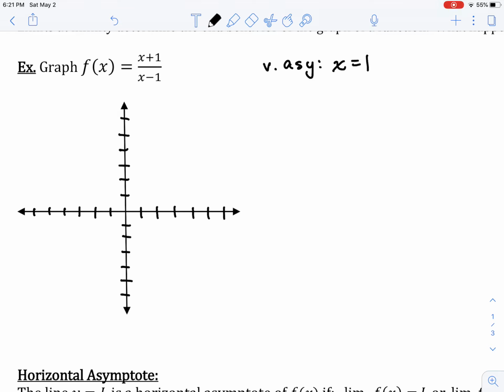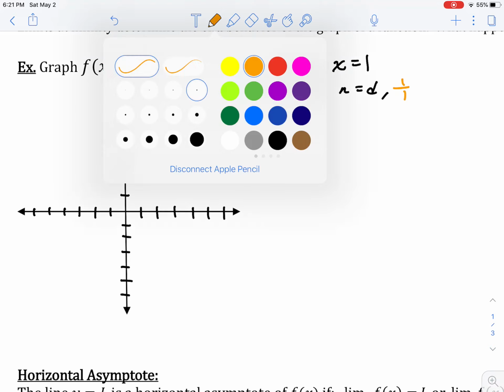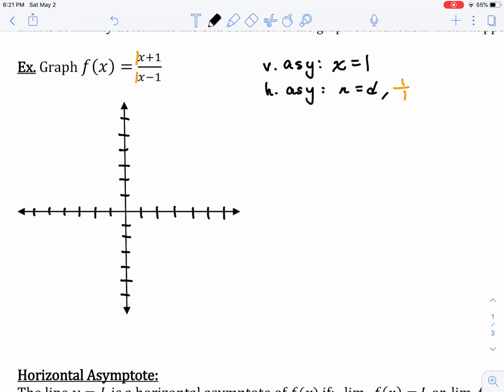Now we got to see what our horizontal asymptote is. In this case, we would look at the degree of the numerator compared to the degree of the denominator. And here we can see that the degree of the numerator is equal to the degree of the denominator. Therefore, my horizontal asymptote is simply the quotient of the leading coefficients. We've got a 1 and a 1 here, so 1 divided by 1. And so our horizontal asymptote is y is equal to 1. You guys got the idea.